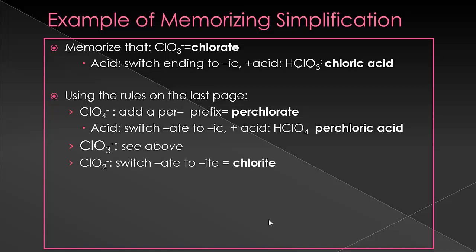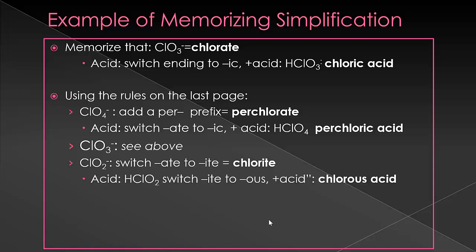Now let's take away an oxygen. If we take away an oxygen from something with an ATE ending, that leaves it with an ITE ending. So we go from chlorate to chlorite. When we use our acid nomenclature, anything with an ITE ending becomes an OUS ending, leaving us with chlorous acid.